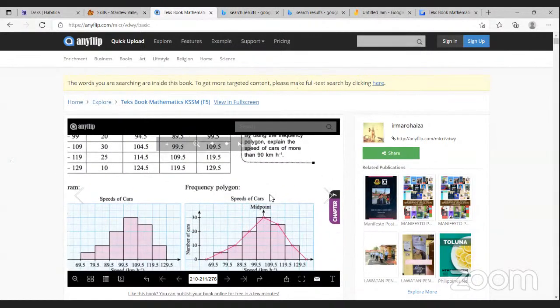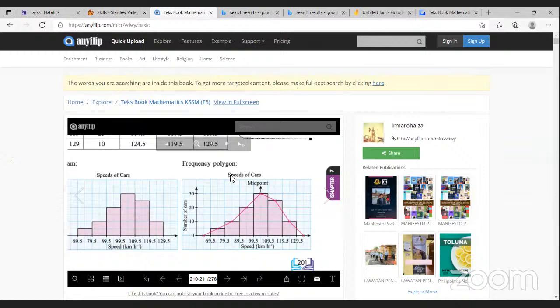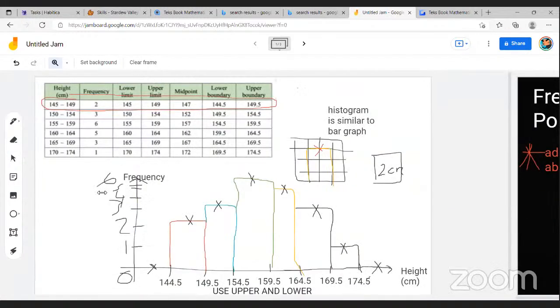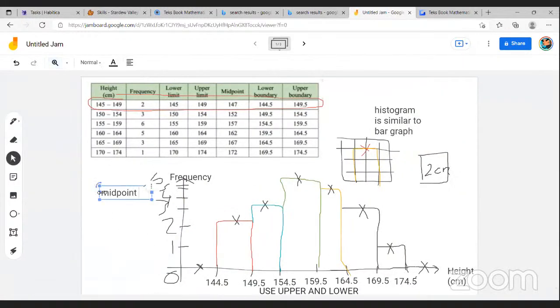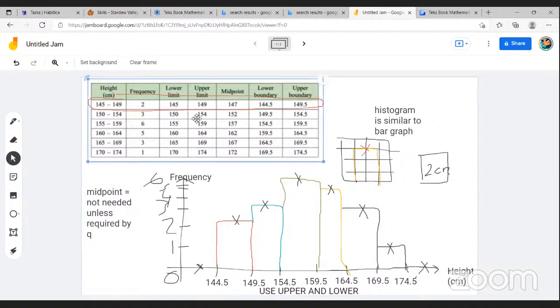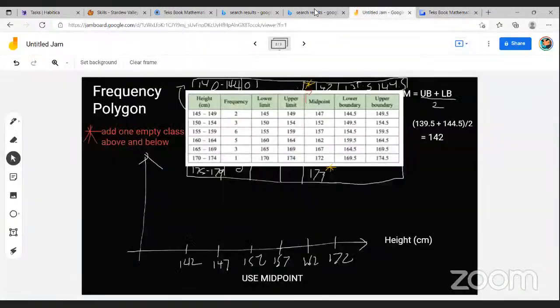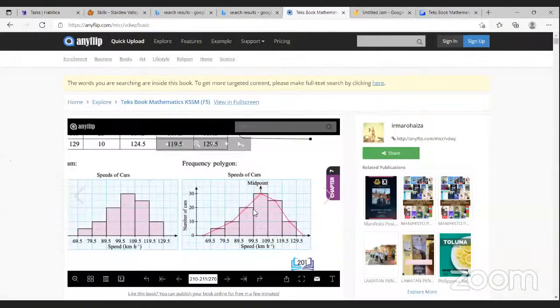Does that answer your question? Okay, so yeah, midpoint, this one you don't need. Midpoint not needed unless required by question. So if they show you a table and they have midpoint already, then you have to find midpoint. But usually you just need to use lower and upper boundary because that's all you need for the histogram itself.